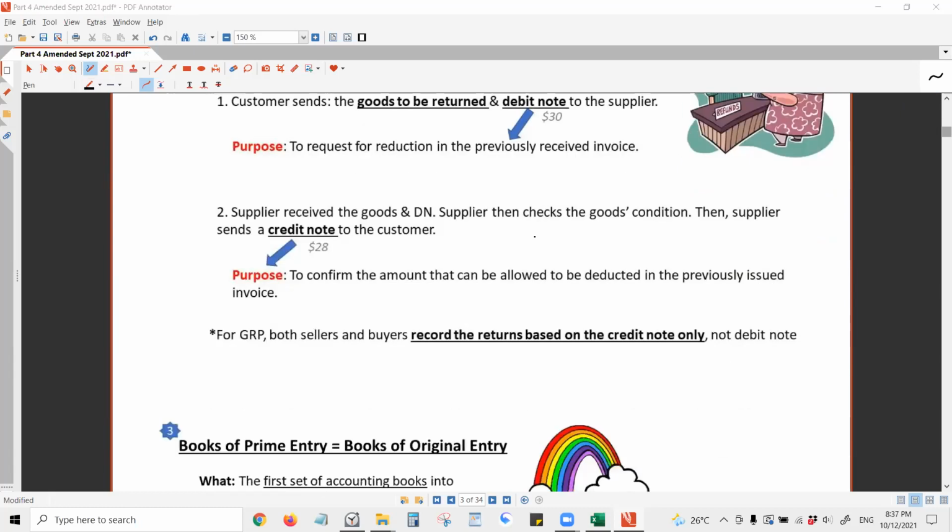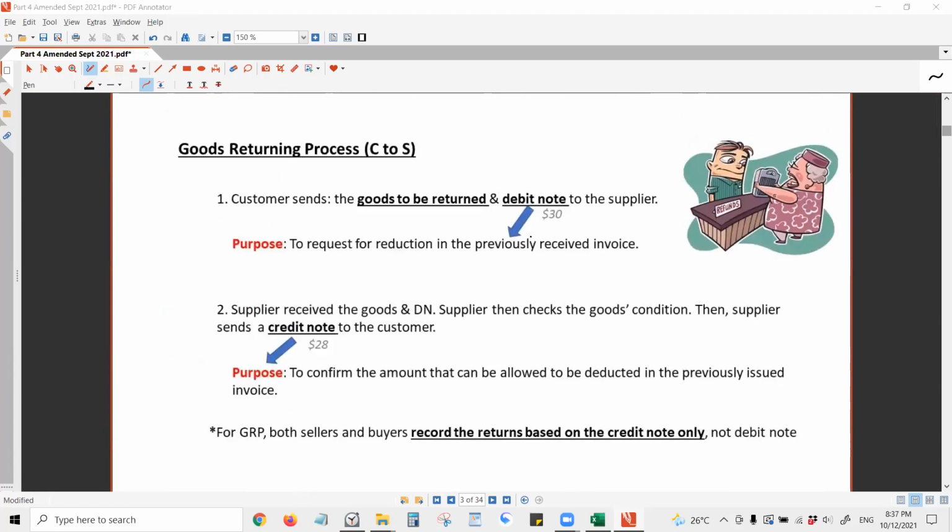Here we are going to see the goods returning process in detail. Goods returning process, or you call it goods returning transaction, up to you. Process, event, transaction mean the same thing. So who would know that there will be goods returning? Who is the first person who would know? Customer, right? Of course, it's the customer who starts this process. You think of this goods returning as having 2 stages.